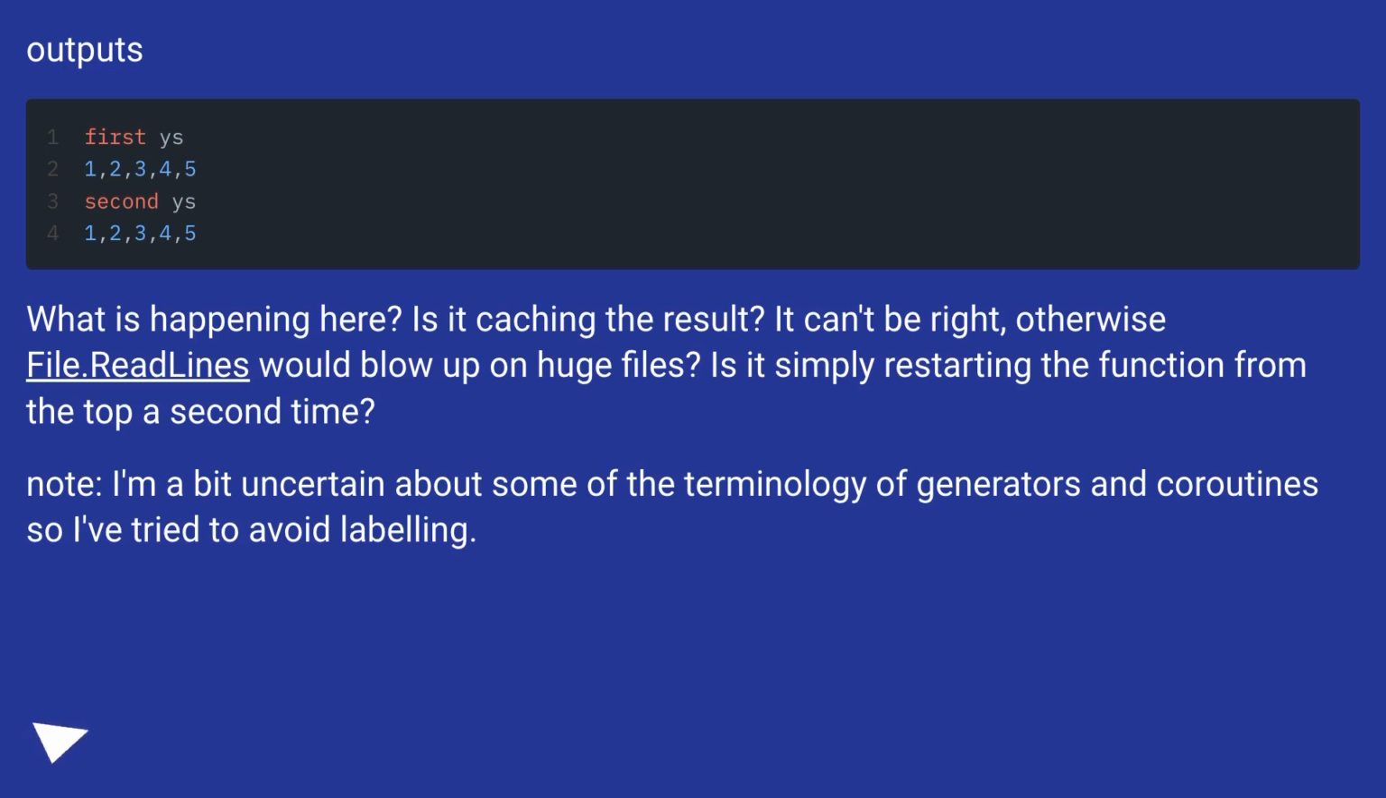What is happening here? Is it caching the result? It can't be right, otherwise File.ReadLines would blow up on huge files. Is it simply restarting the function from the top a second time? Note, I'm a bit uncertain about some of the terminology of generators and coroutines, so I've tried to avoid labeling.